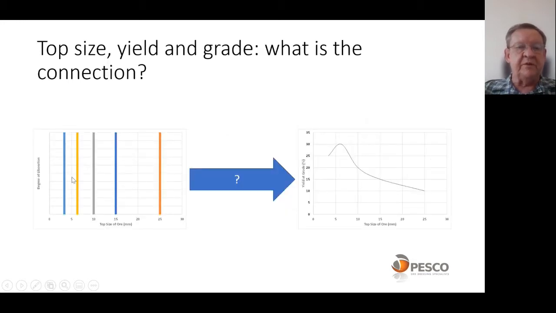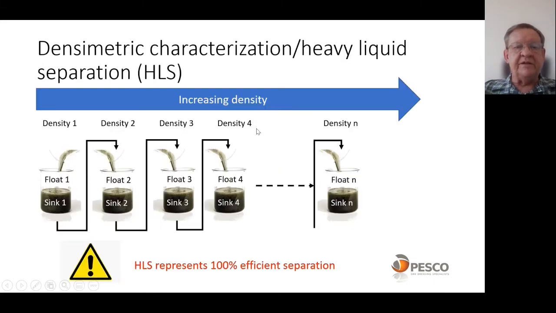So we have top size and liberation, and then we want to produce a yield and grade as a function of top size. So what's the connection between the two? And the connection is densimetric characterization or heavy liquid separation. So what you do is you start with a low density, you add your ore, you get a float, the light stuff, and the sinks you take to your next density. That will then generate a float fraction and a sink fraction, and you repeat this process for as many density fractions as you selected, with your density increasing from left to right. Important to note, HLS represents 100% efficient separation, which we'll never achieve in an actual plant.